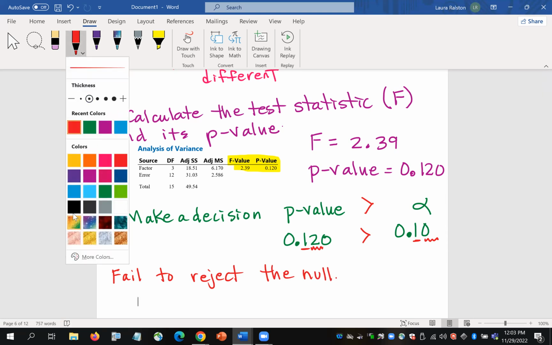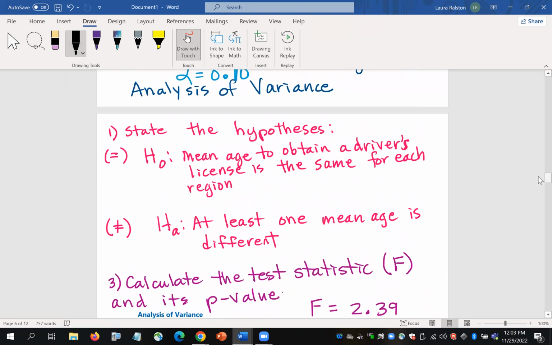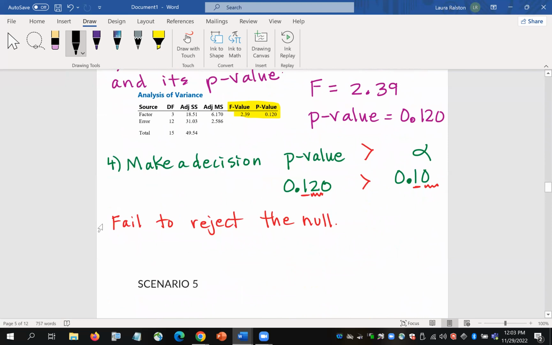If we fail to reject the null, go back and look at our hypotheses. If we fail to reject the null, that means the null is true and the alternative is false. So based on the information that we have, the mean age to obtain a driver's license is the same for each region.